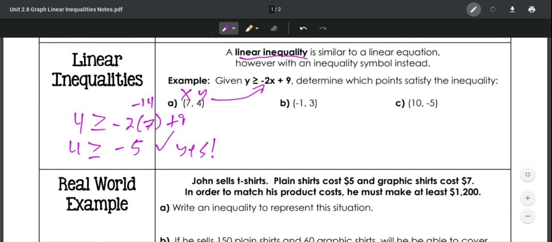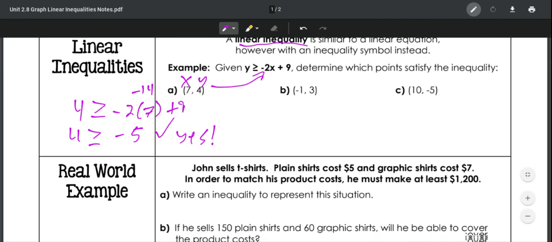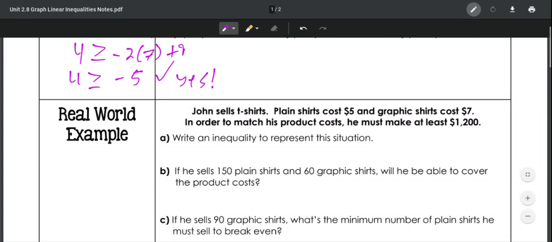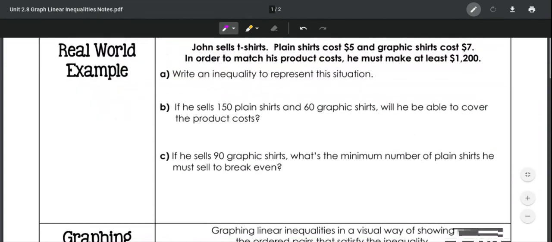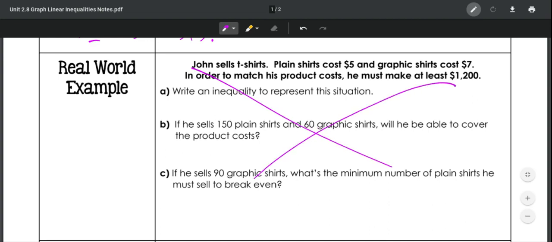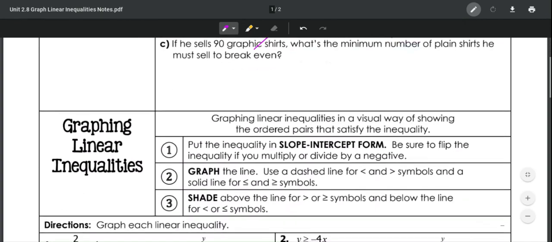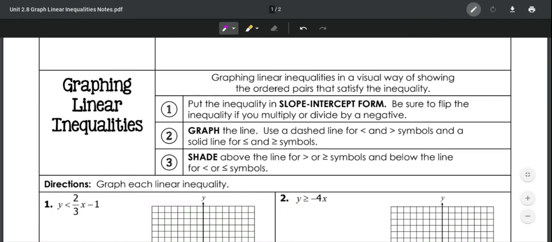And that's pretty much what you do for the other two. I'll let you do those examples, but you just plug them in. If it's true, then yes. If it's not true, then no. We're not going to really worry about this real world example right now. We'll do some of that stuff probably later on. Right now, we're just going to get the basics of graphing linear inequalities.